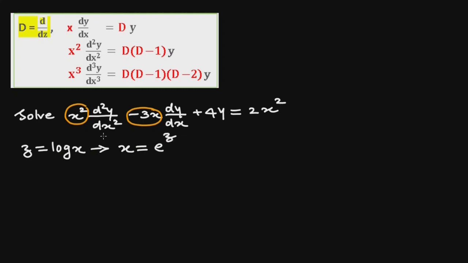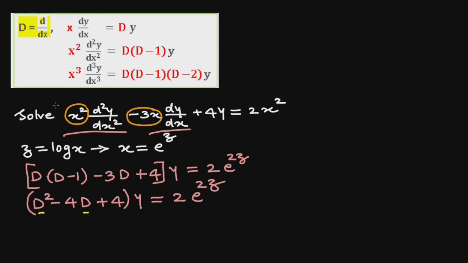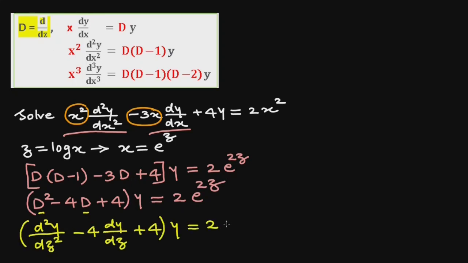Now, according to what we have written here on the wall, we will substitute for this x square d2y upon dx square D into D minus 1, minus 3 for this x dy by dx D, plus 4y equals 2 for this x square e raised to 2z, which will be D square minus D minus 3D minus 4D plus 4, into y equals 2 e raised to 2z. Now putting for this D by dz, it will be d2y upon dz square minus 4 dy by dz plus 4y equals 2 e raised to 2z.